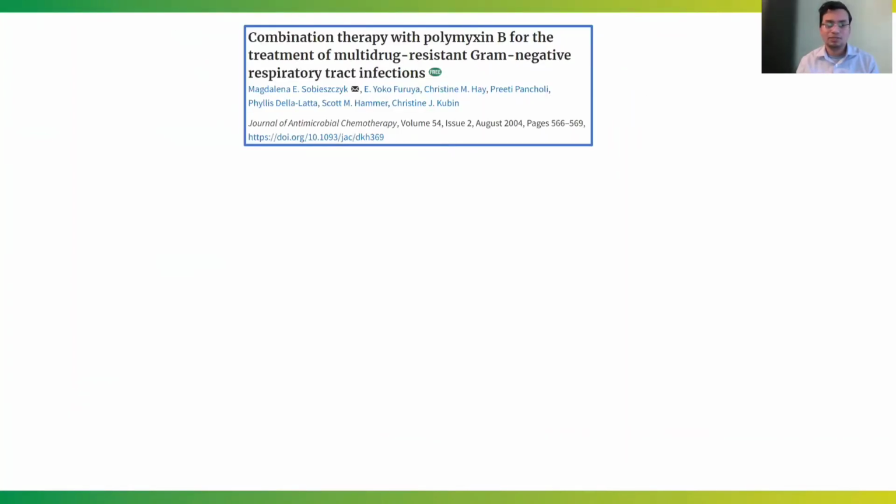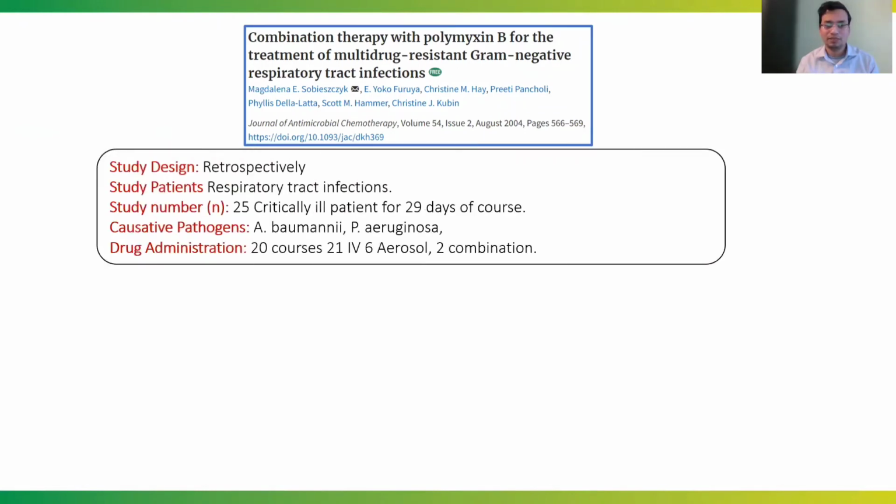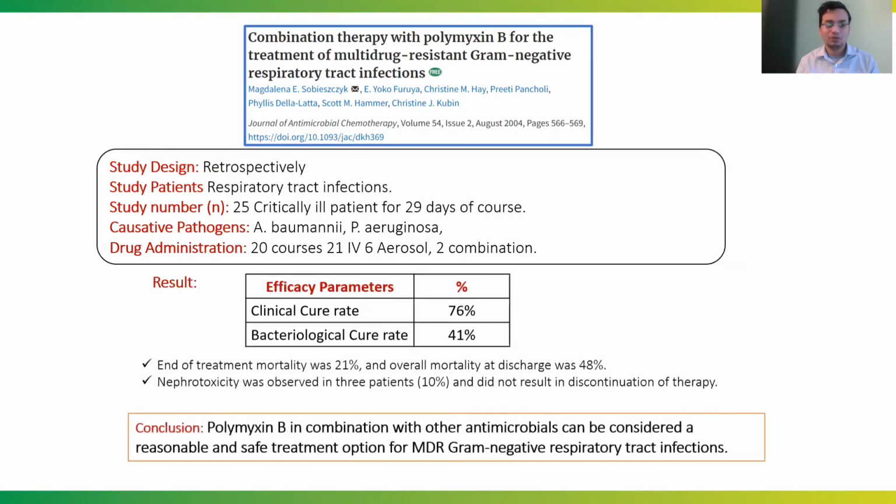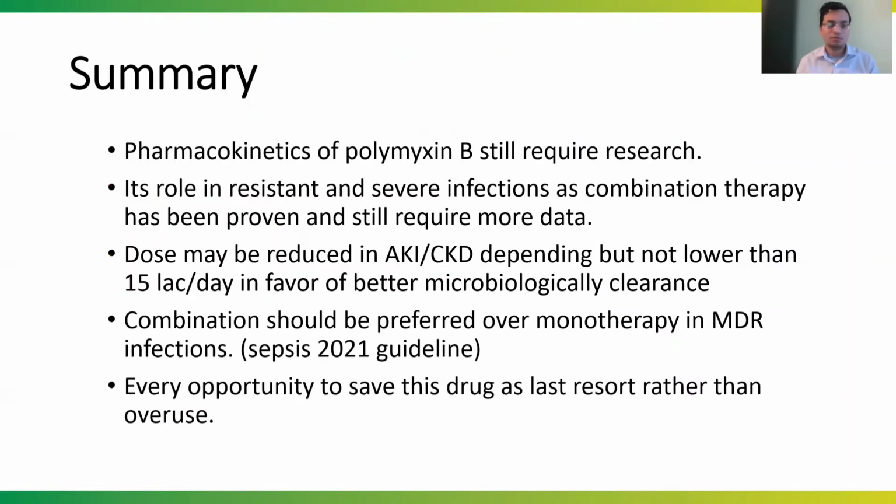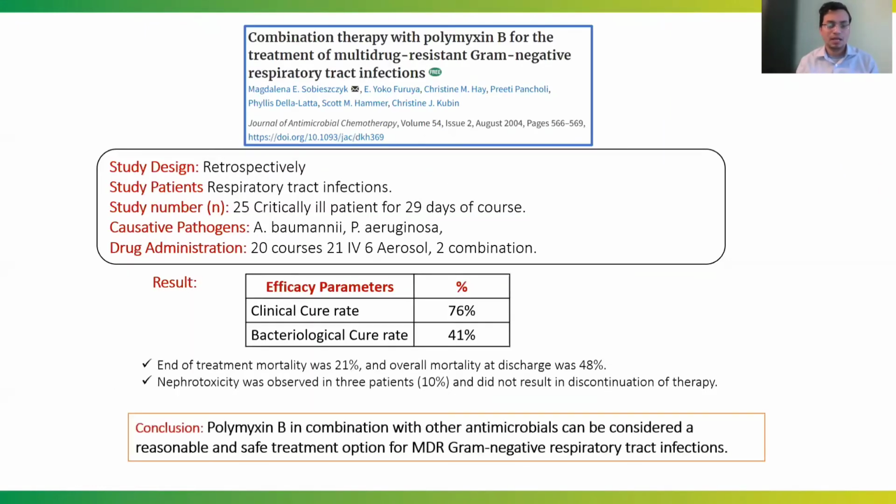Another study was performed in patients with multiple drug-resistant gram-negative respiratory tract infections. It was a retrospective analysis of 25 critically ill patients. They received 29 courses in all. The main pathogens isolated were Acinetobacter baumannii and Pseudomonas aeruginosa.